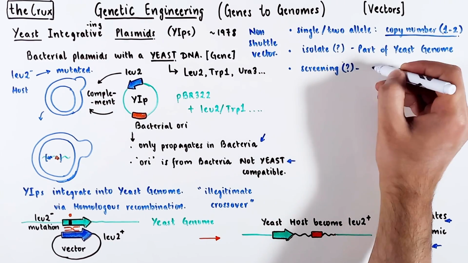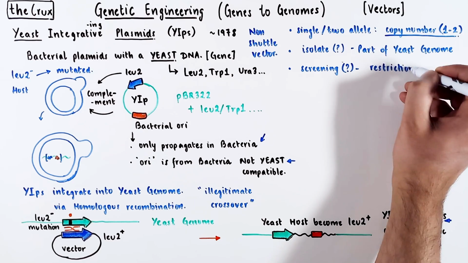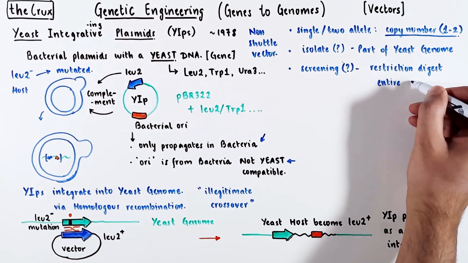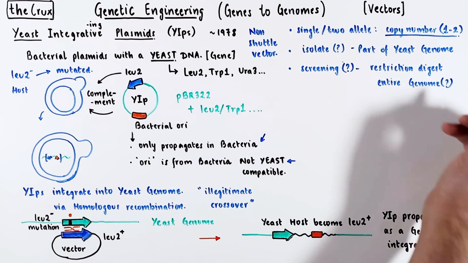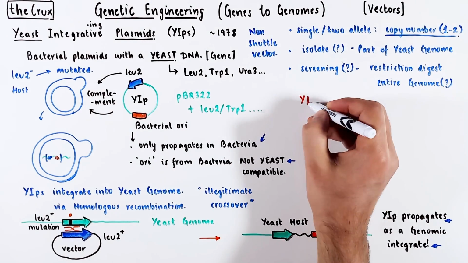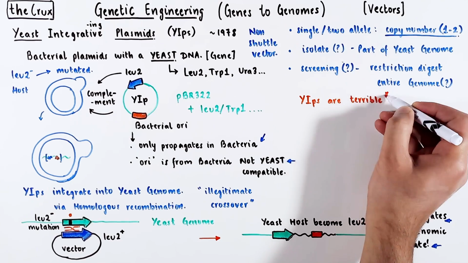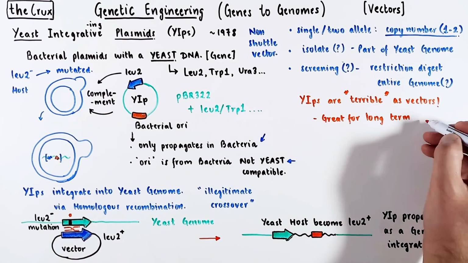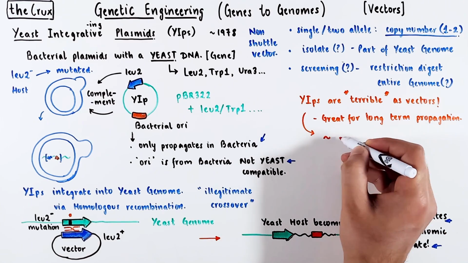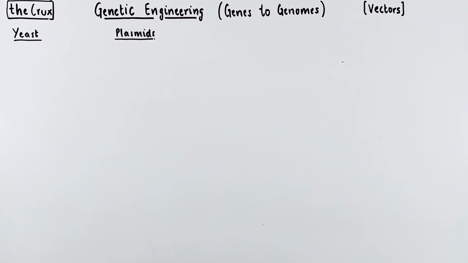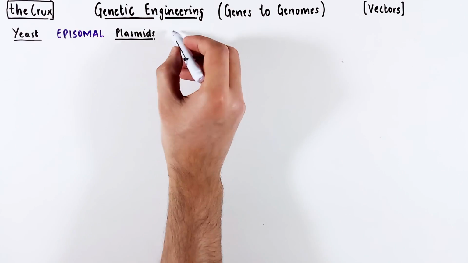Say you want to perform a restriction digest. If you cannot isolate the DNA, the digest will be performed on the entire genome and not just your specific DNA of interest. You see where this is going, right? Yeast integrating plasmids are terrible as vectors. They're great for long-term propagation of the DNA because you have chromosome level stability, but the practical utility of these plasmids is very low. Yeast episomal plasmids are a bit better.